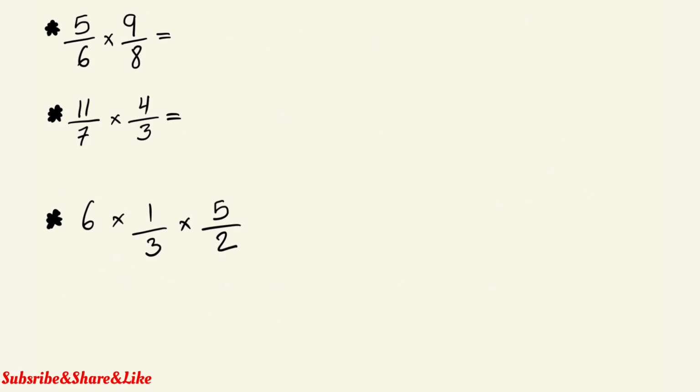So let's do the multiplication. The multiplication is really easy. You don't have to do anything, you just multiply these two and we multiply these two. So in this case it is going to be 5 multiplied by 9 over 6 multiplied by 8, which is going to be 45 over 48.